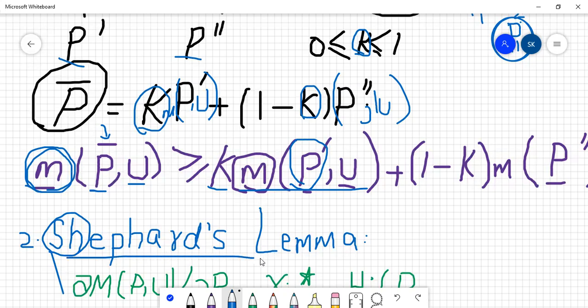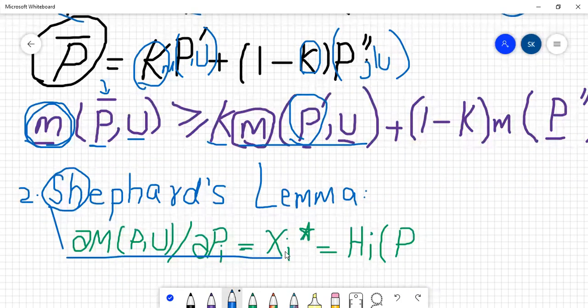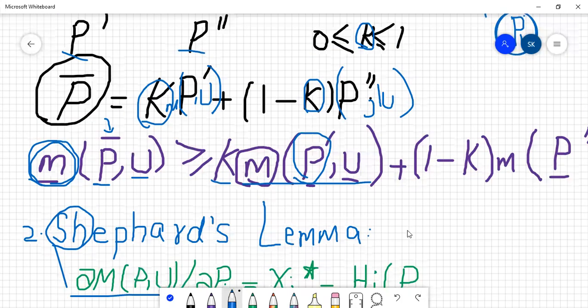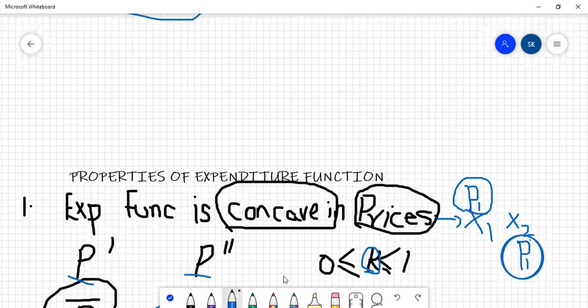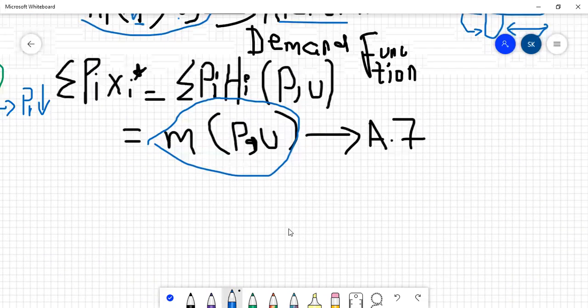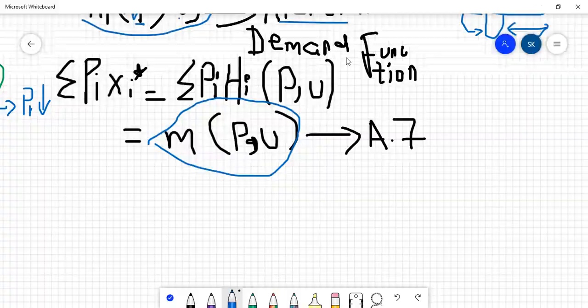Now the second property is Shepard's lemma. Shepard's lemma is a very important property of the expenditure function, and it is a version of the envelope theorem. In Shepard's lemma, we will study the function that we derived in the expenditure function, so I would like to go to that function first in order to show you which function we will take. Okay, now let's move to our function.